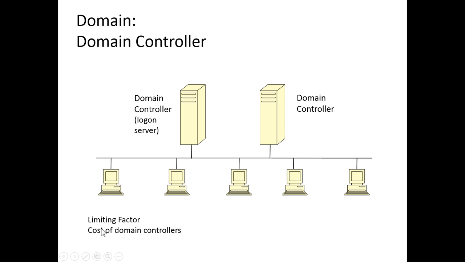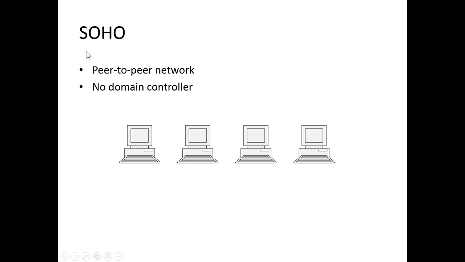However, in a small organization, a limiting factor can be the cost of the domain controllers. In a small office, home office, where you only have 4 to 6 people working together, you would typically implement the peer-to-peer networking design where there is no domain controller. You just can't justify the cost of a domain controller when you only have 4 or 6 people working there.